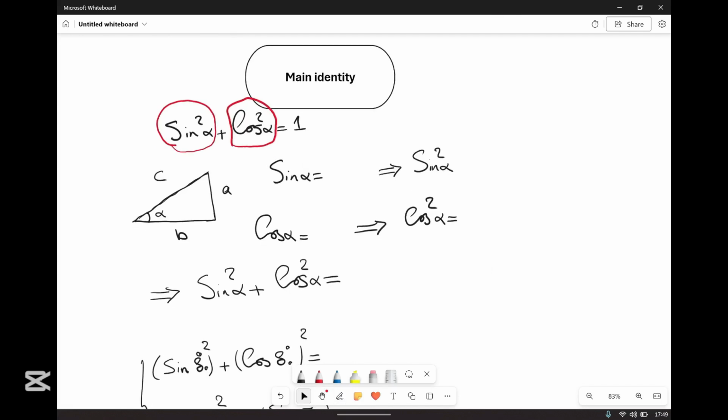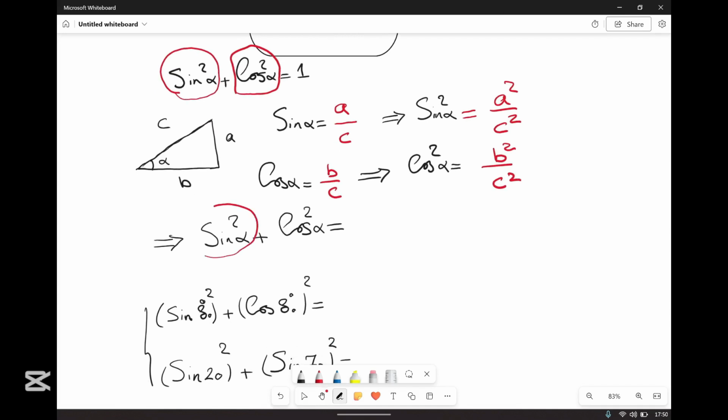You know, in here the opposite is A, the adjacent is B, and the hypotenuse is C. Therefore sine is A divided by C, and cosine is exactly B divided by C. Therefore sine squared is A squared divided by C squared, and cosine squared is B squared divided by C squared. If we sum these two factors, we get A squared over C squared plus B squared over C squared.